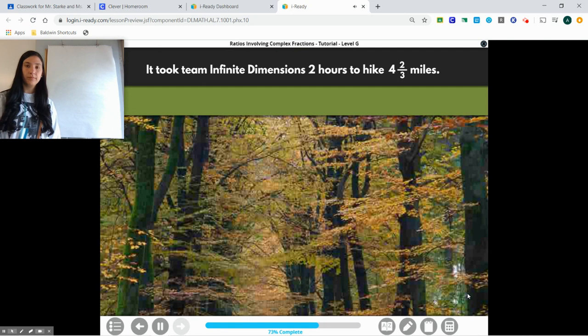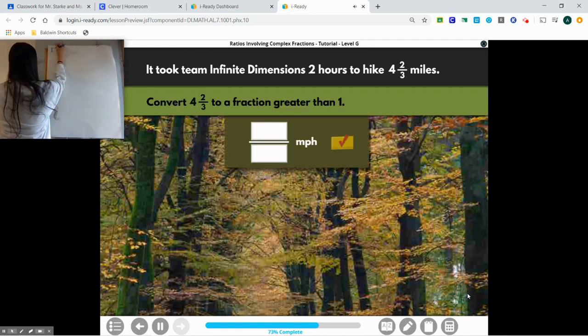It took Team Infinite Dimensions 2 hours to hike 4 2/3 miles. We need to find their average speed in miles per hour, but first, let's convert 4 2/3 to a fraction greater than 1. So what we're doing is 4 2/3 miles per 2 hours.